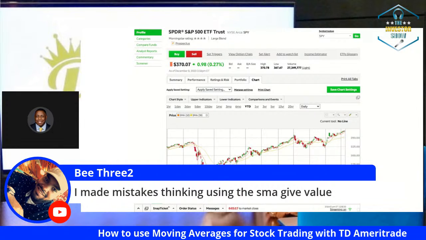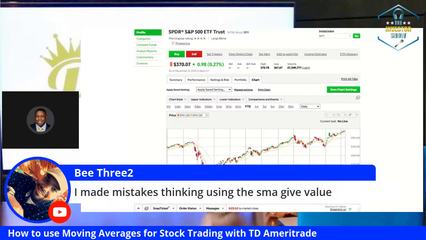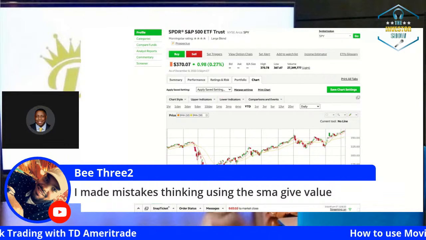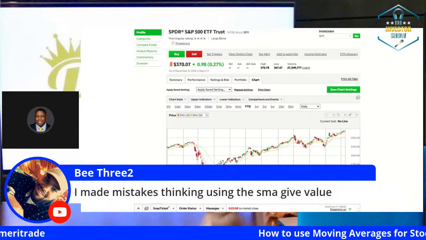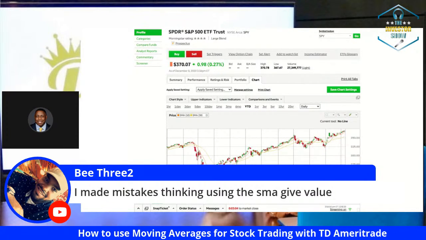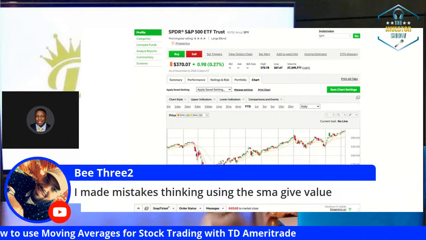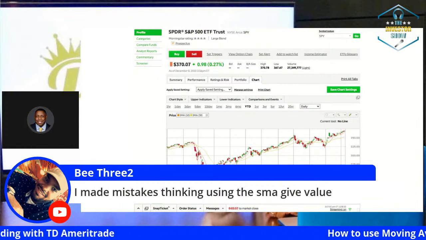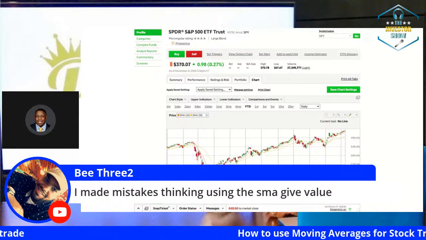He says, I made mistakes thinking using SMA gives value. No. SMA is technical data. This is technical data that people utilize to find out if you have a bearish trend or a bullish trend, and they utilize this to predict where something is going. So this gives technical data. If you want to find the value, you have to do fundamental research, which you already know, Max B.